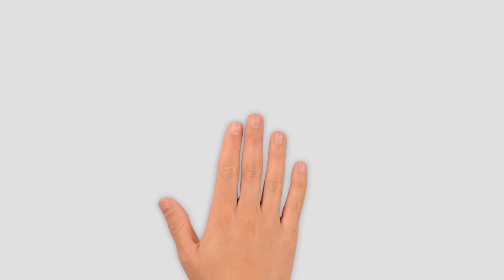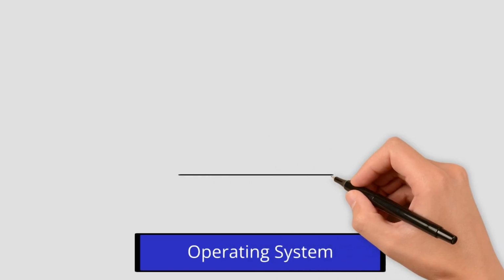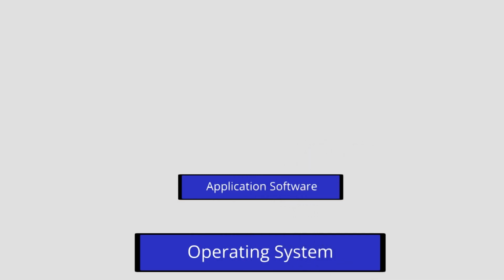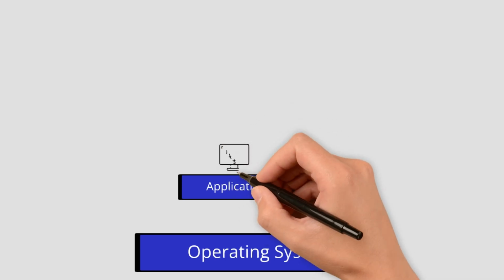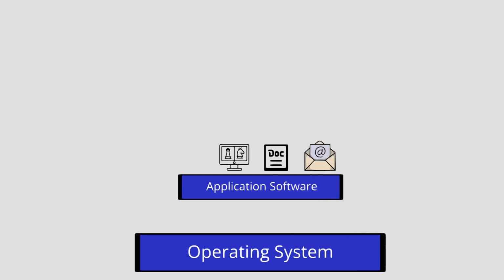Let's explore it further. We already said that we have the operating system, which provides a user interface for us to interact with the computer. That means you can see something on your monitor and you can type something on your keyboard. So what does that enable us to do? Well, we can now install application software. As we mentioned, these are the programs that we use every day for various tasks, like browsing the web, editing documents, sending emails, and so on.